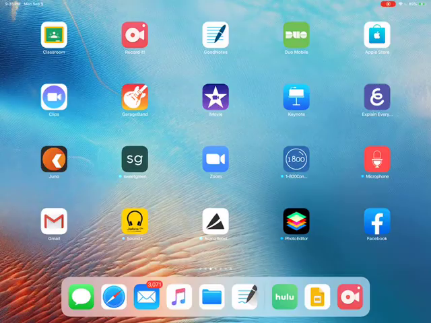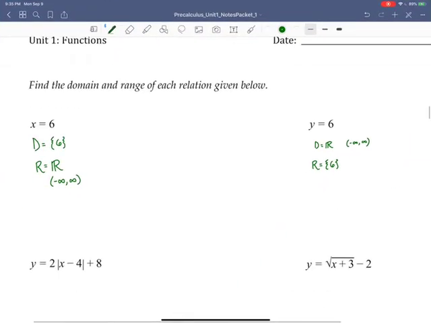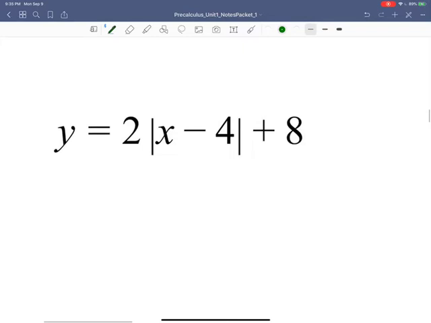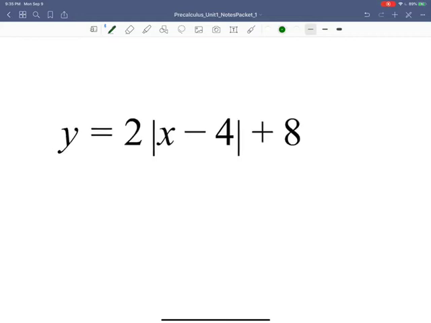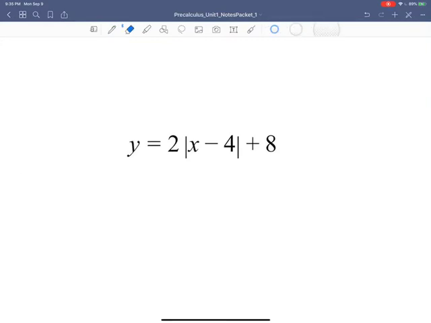Now let's look at this absolute value equation. So this equation is a transformation of y equals the absolute value of x. And let's think about what we do to the graph of y equals absolute value of x to get this graph. Well, x minus 4 means we're going to shift 4 to the right.